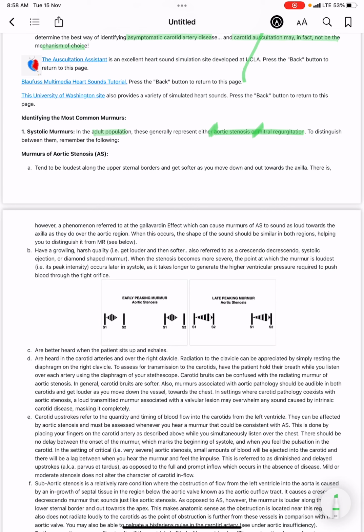Aortic stenosis murmurs tend to be loudest along the upper sternal borders and get softer as you move down and out towards the axilla. So when you hear the loudest murmur at the upper sternal border, and you move down and out towards the axilla, it is getting softer.